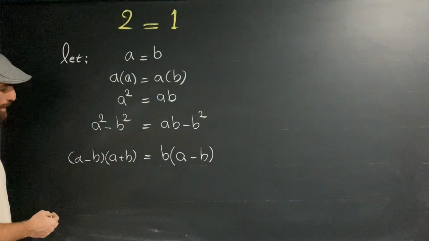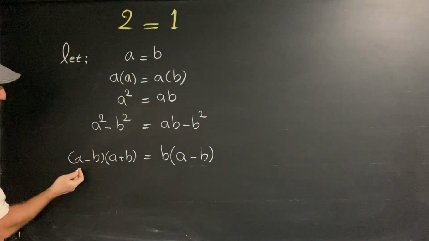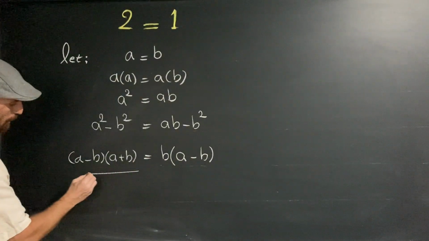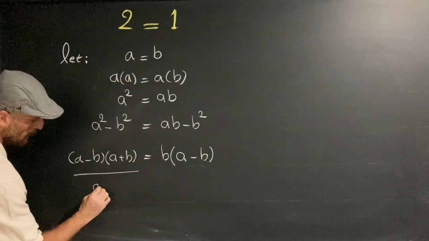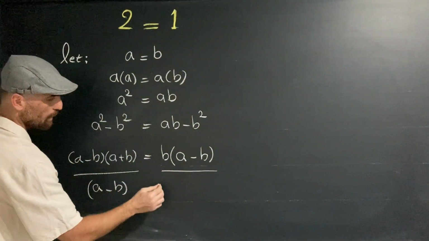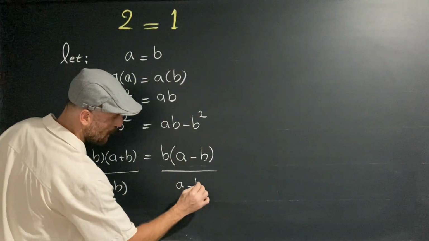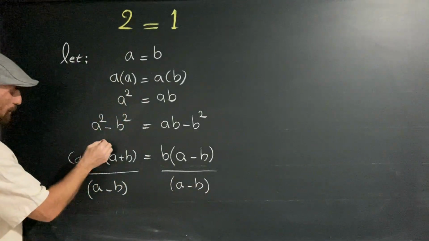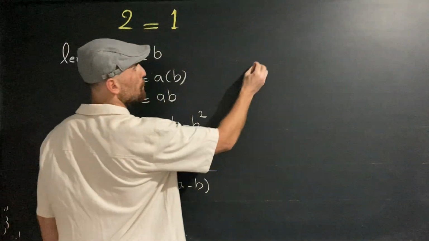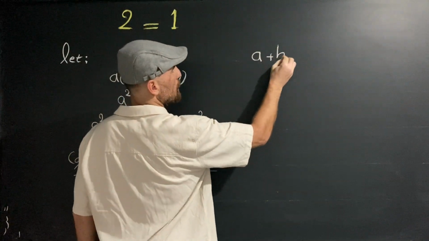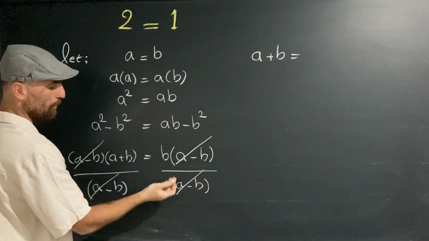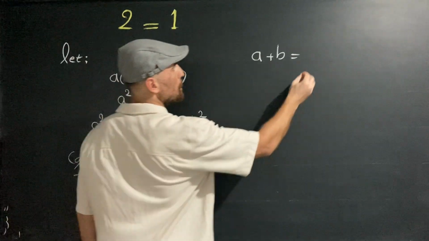Now, a basic math rule lets us cancel this A minus B from both sides, which means left hand side divided by A minus B, also right hand side divided by A minus B. This one and this one can be cancelled off. So the left hand side is going to be A plus B. Right hand side, this one and this one can be cancelled off. So on the right hand side we have B.